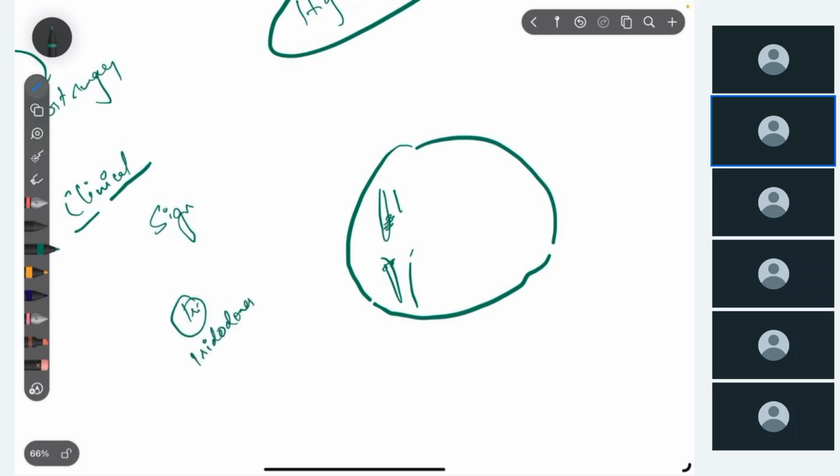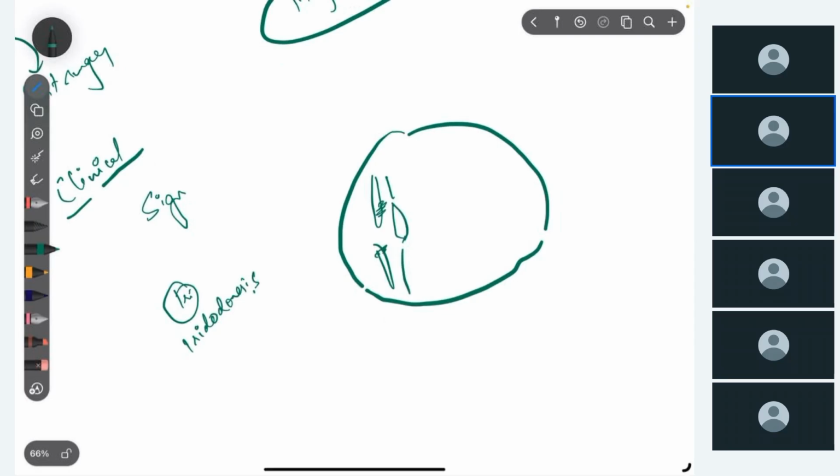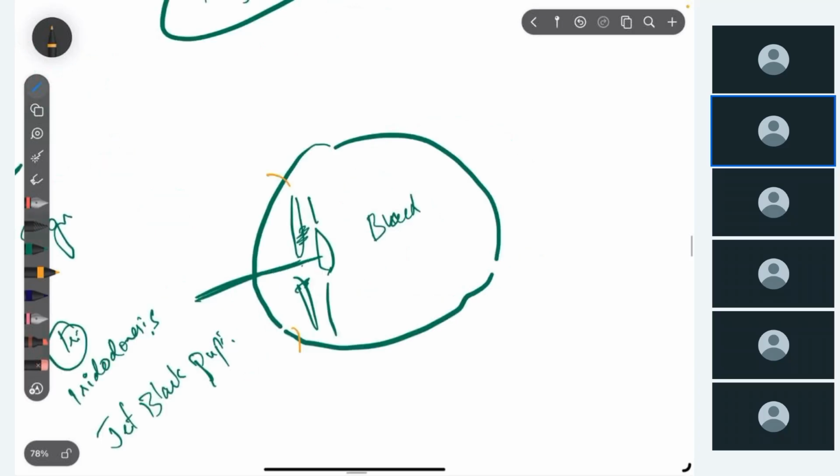Because there is no lens, you are seeing the pupil. There is no lens. Everything appears full black. This is called jet black pupil. And if the patient has developed aphakia after the surgery, you could also see some scar marks on his limbus. These are the signs. And retinoscopy, if you check for the refractive error, he will have very high hypermetropia.